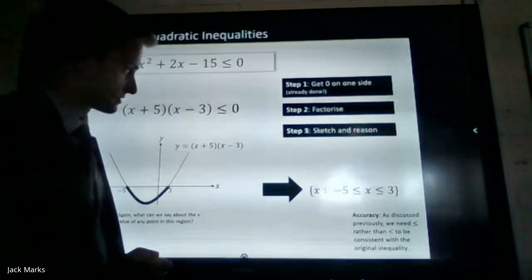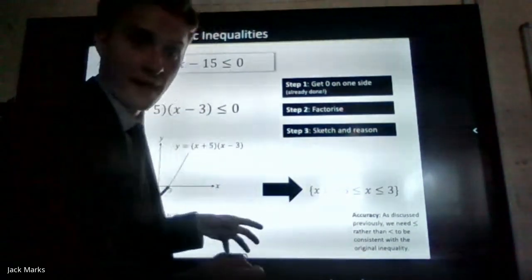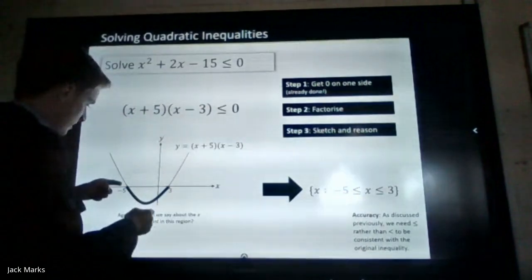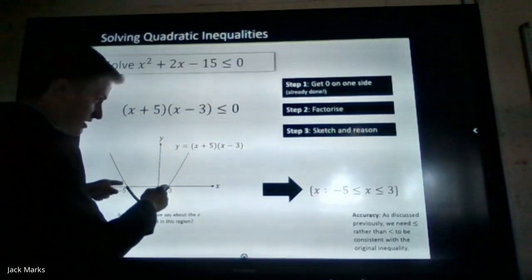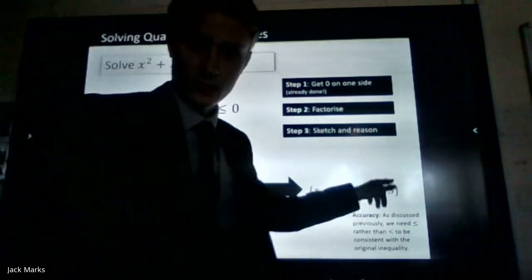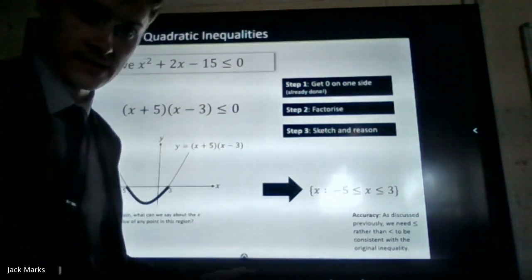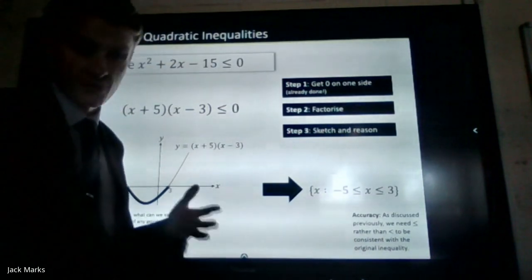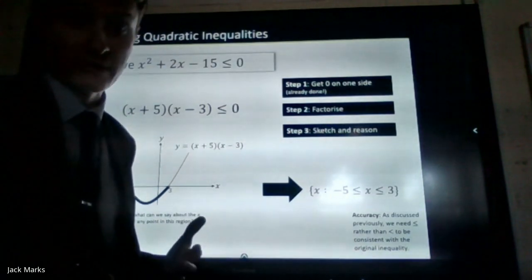So for this one, you could write your inequality like that, or you could write it with an intersection sign if you prefer. So x is greater than or equal to minus 5, but it also must be less than or equal to 3. Okay, so same technique, but very different answer. That's why you need to sketch it and think carefully about what you're doing.